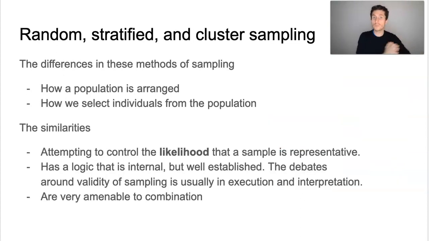So we've had random, stratified, and cluster sampling. Now, let's just try to sum up real quick so we make sure that we're all on the same page here. The differences in these methods of sampling really are about how a population is arranged and then how we select individuals from that population.